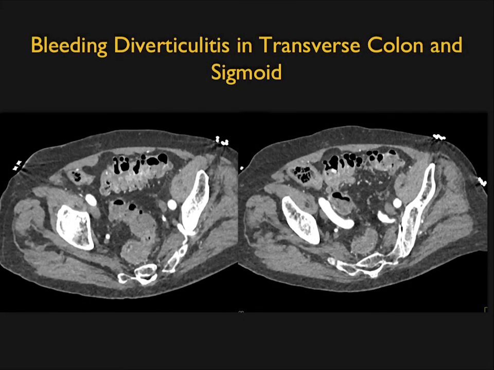Now, when we talk about bleeding, it does not necessarily need to be only one site. This patient has a good example of bleeding in two sites, sigmoid colon and transverse colon. But let's take a 5-minute break and come back and finish up this talk. Thanks a lot.